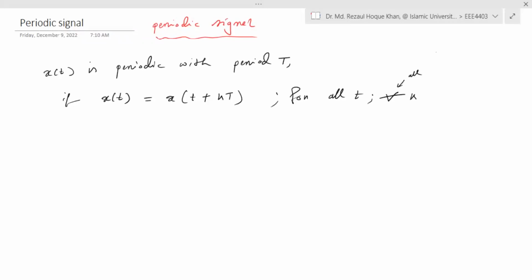Basically, it means that if you take x(t) and shift it by any multiple of capital T, then the signal remains unchanged. That is, x(t) is a periodic signal. So if you shift any signal x(t) by its period or any integer number of periods, and the signal remains unchanged, that is called a periodic signal.